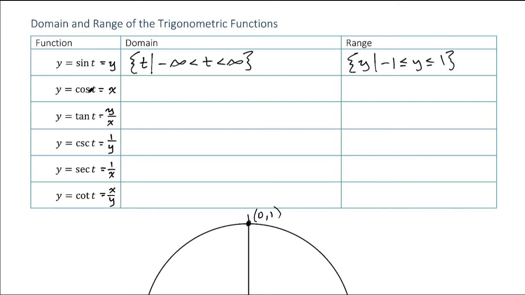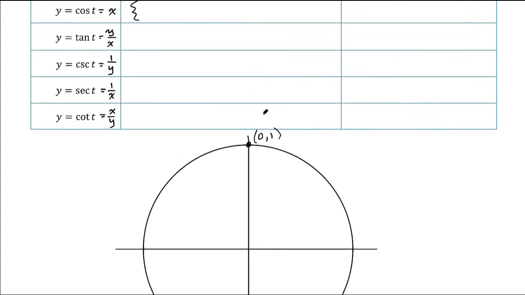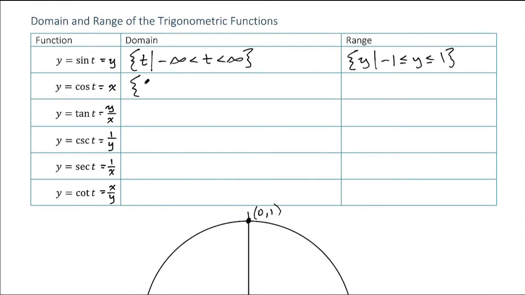All right, looking at cosine, let's talk about our domain of cosine. Now, the cosine of an angle is the x-coordinate of the point. And again, there's no issue ever finding an x-coordinate here. No matter what I plug in, no matter where I am, I will always be able to find the x-coordinate. So there are no restrictions on the domain here. So it's the set of all t between negative infinity and infinity. There are no restrictions.